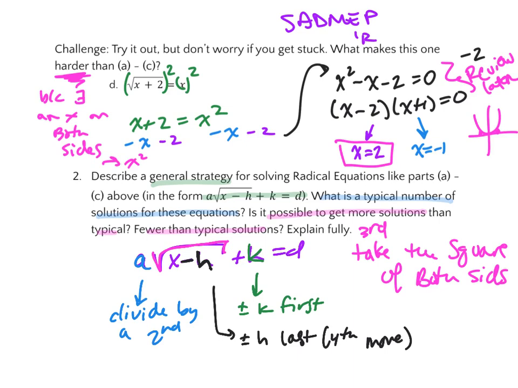What is a typical number of solutions? So far we've been getting 1. Is it possible to get more than one? Yes. Like in the challenge. Fewer than typical solutions? We haven't seen any of those. Maybe. Sometimes there's no solution, remember? But generally we'll have a solution.